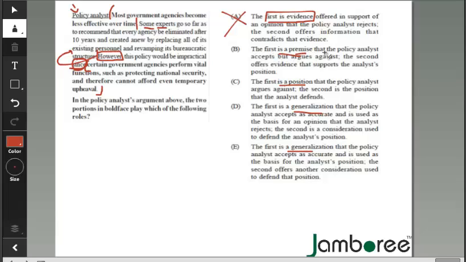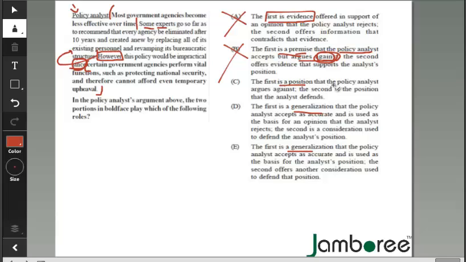The first is a premise that the policy analyst accepts but argues against. I don't like this part. He is not saying that the government agencies are not less effective. He is not going against it. He is just stating it, just saying that they become less effective. He is not trying to defend that sentence or giving proof about it. His entire paragraph is not about proving or disproving the fact that they become less effective. He's just given it out as a statement, and that's it. So that's why your option B is wrong.